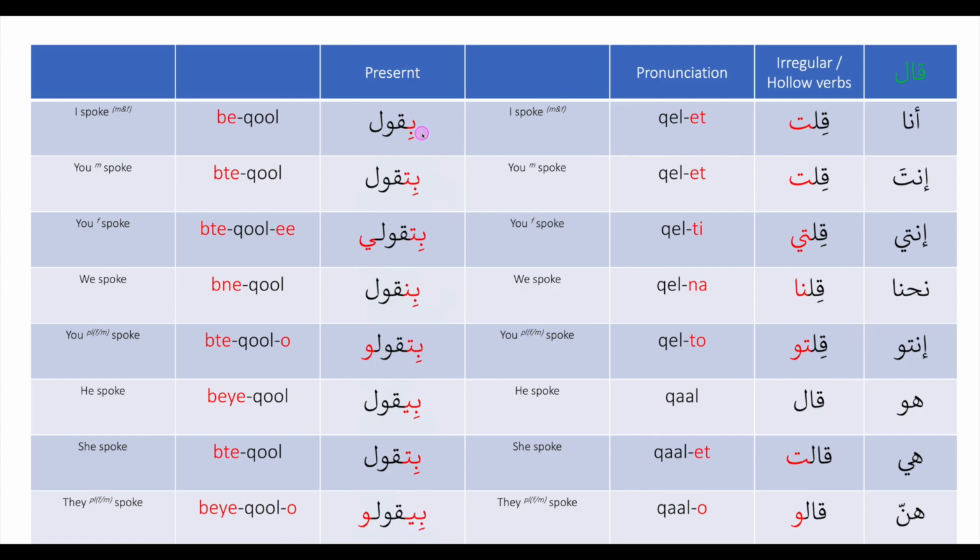So what are the changes that happened here? First, we've added the red prefix and suffix for the present tense. The second thing, because this verb is a middle weak u root, the alif has been replaced with an u in all conjugations, and this is an example of a middle weak verb, u root.